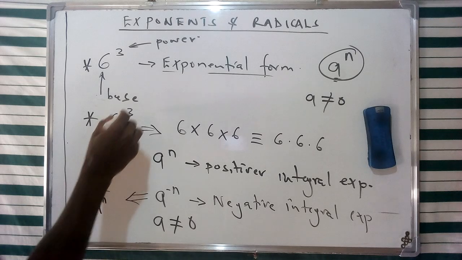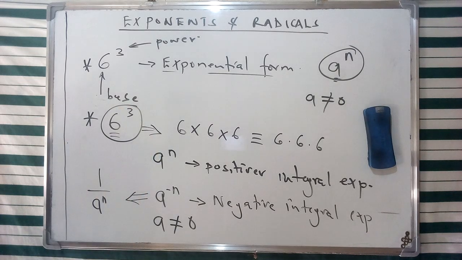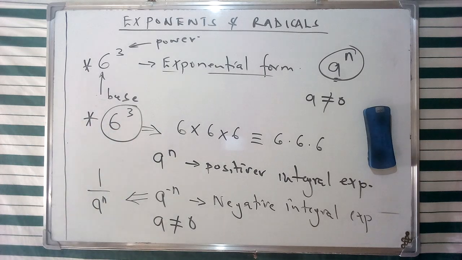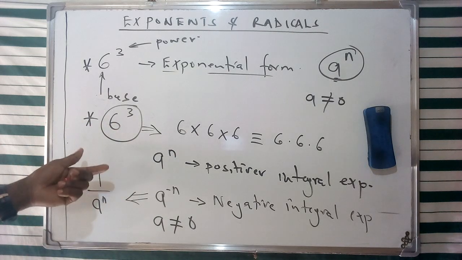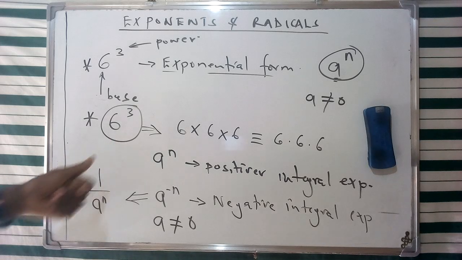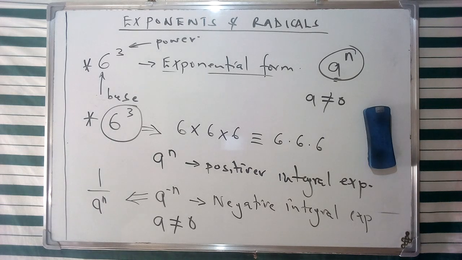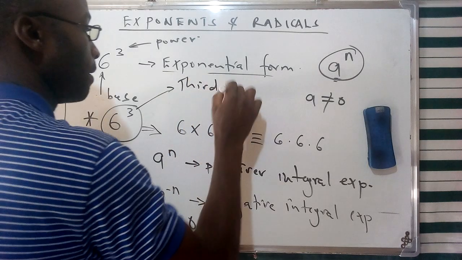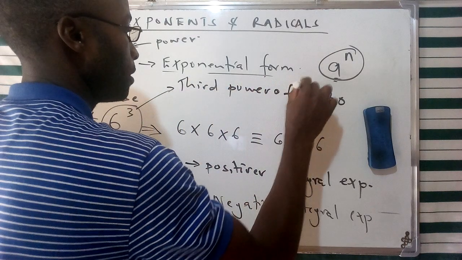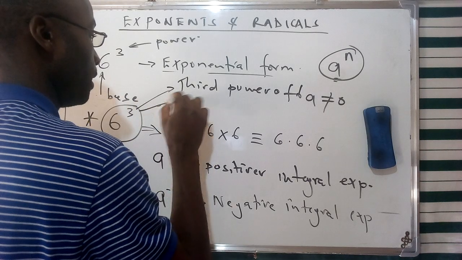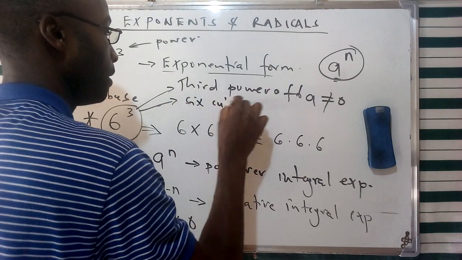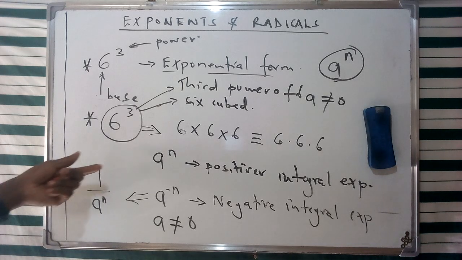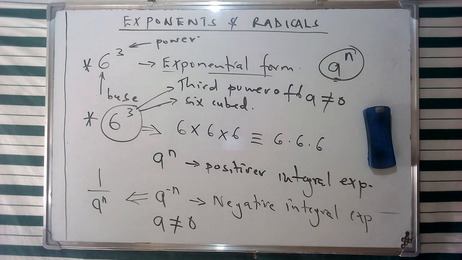In referring to the exponential forms of this specific number, 6 to the power of 3, we can read it in different forms: the third power of 6, or 6 cubed, or we can read it as 6 raised to the third power.